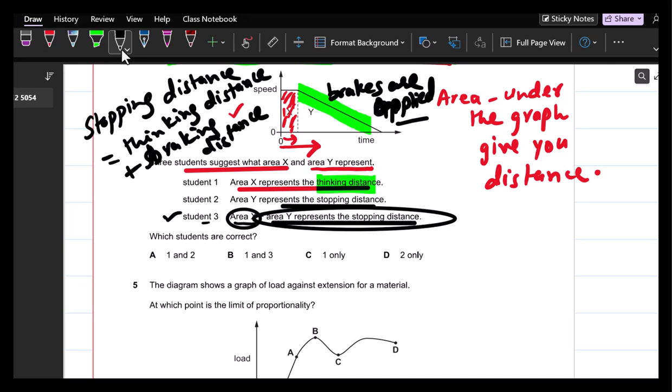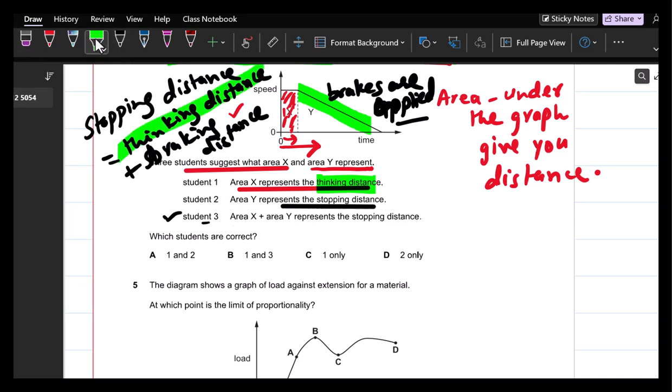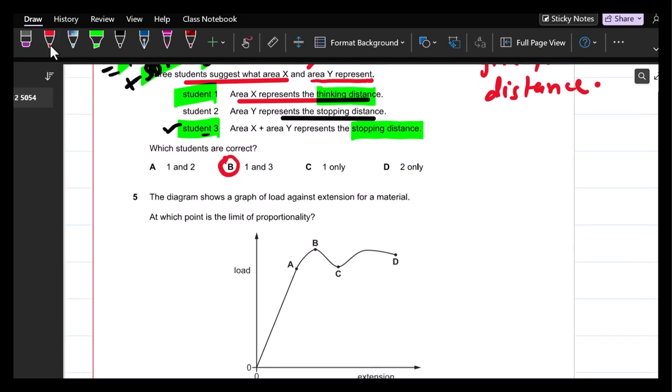Area Y and area X together, if we add them, you can see this equation: thinking distance plus braking distance. They are representing the stopping distance. So student 3 and student 1 are right. So according to this, B option is correct. Student 1 and 3 are right.